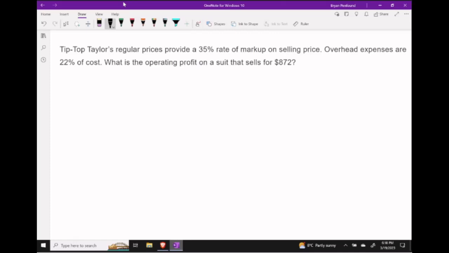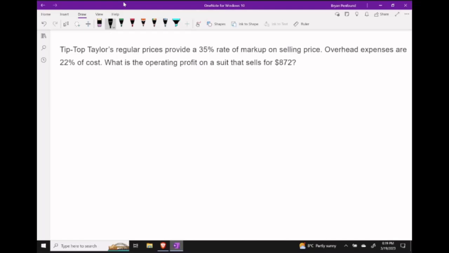Suppose that Tip Top Tailor's regular prices provide a 35% rate of markup on the selling price. If overhead expenses are 22% of the cost, we want to try to figure out the operating profit on a suit that sells for $872.